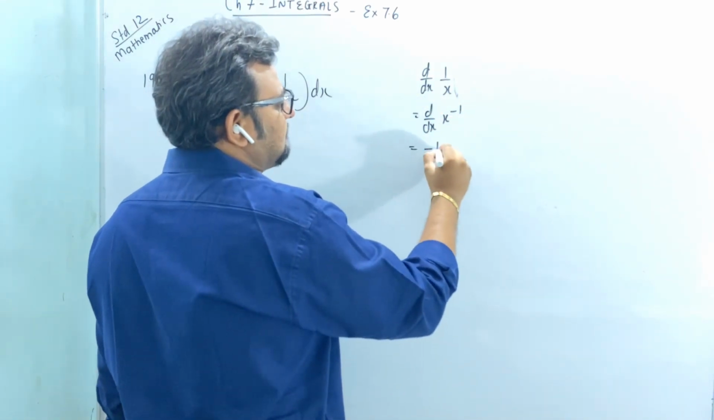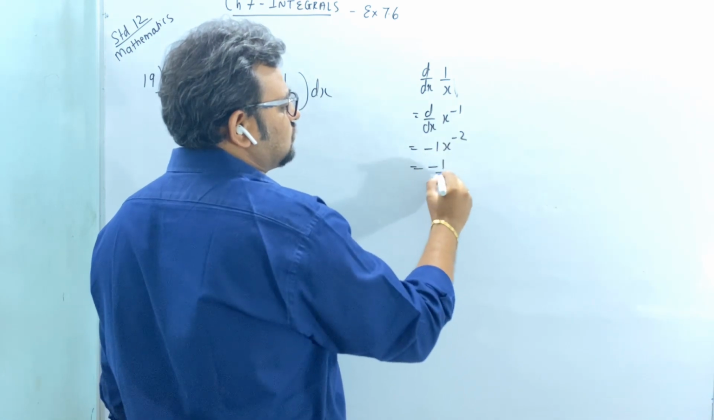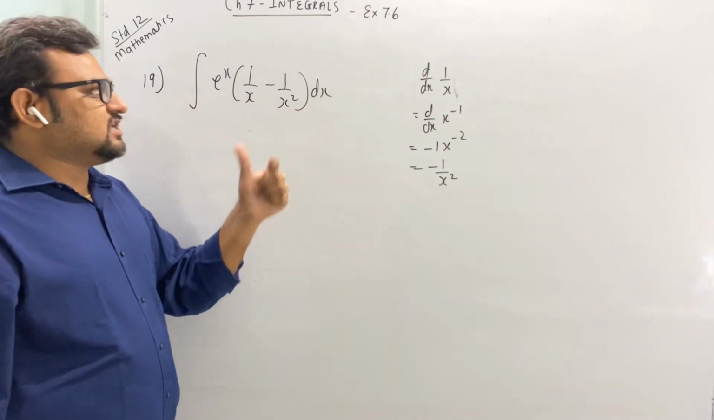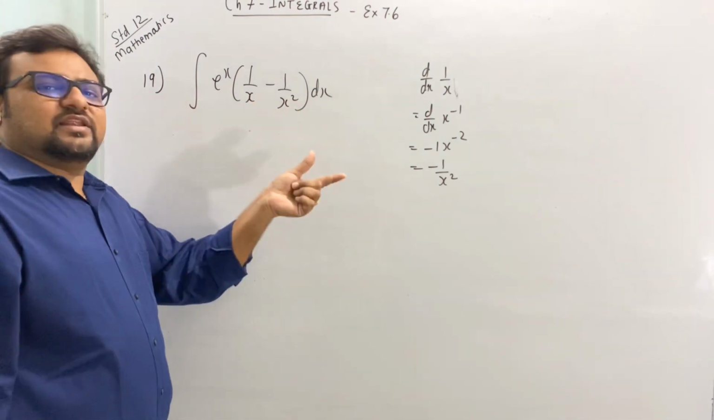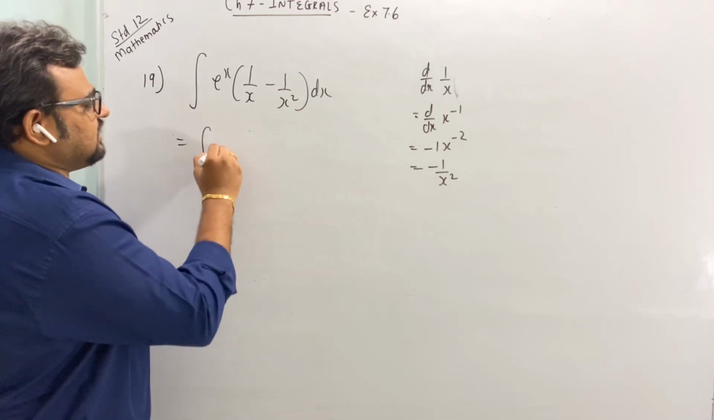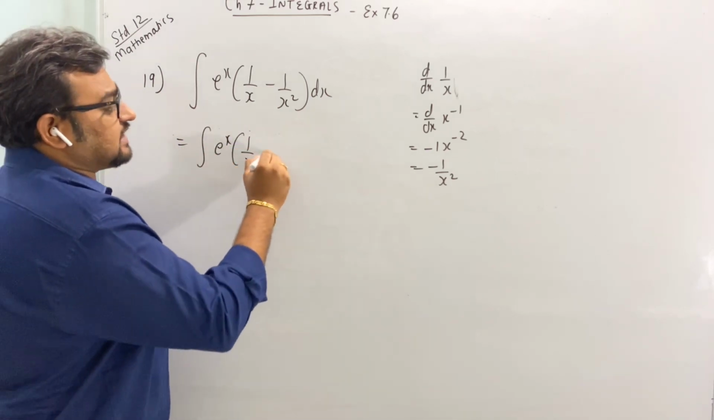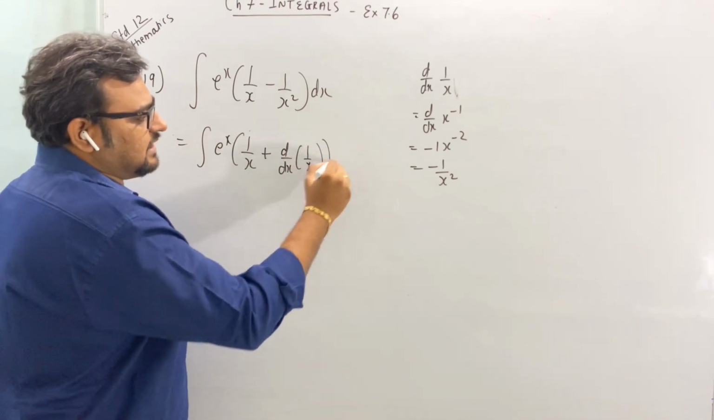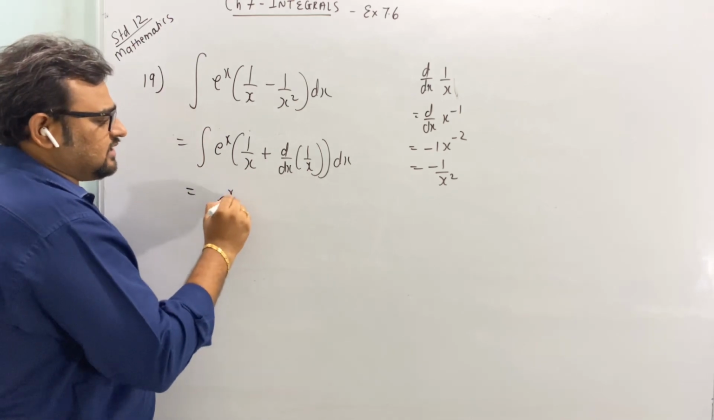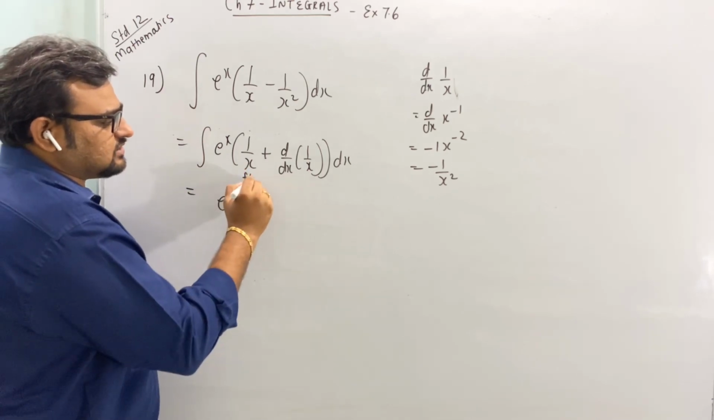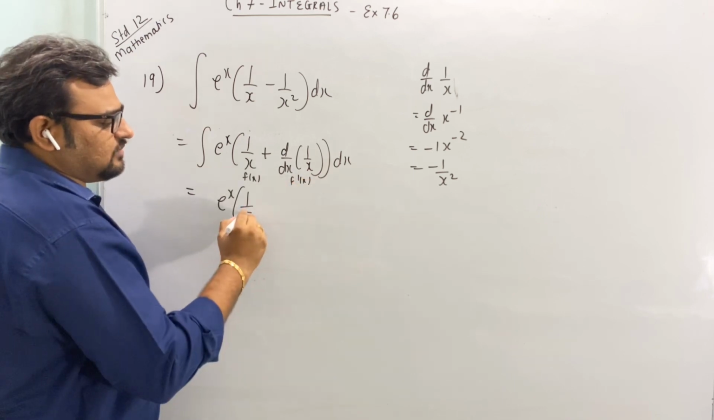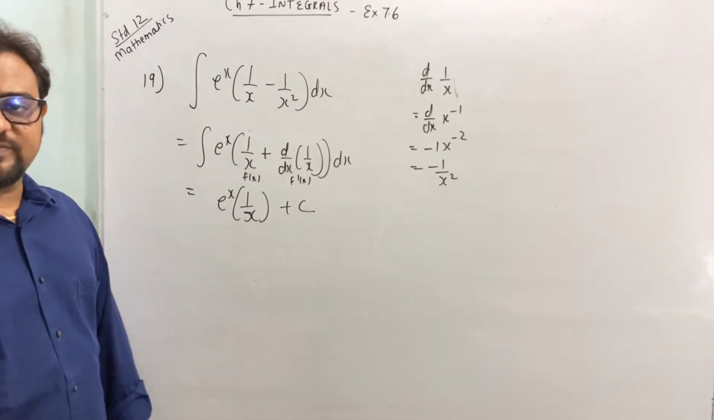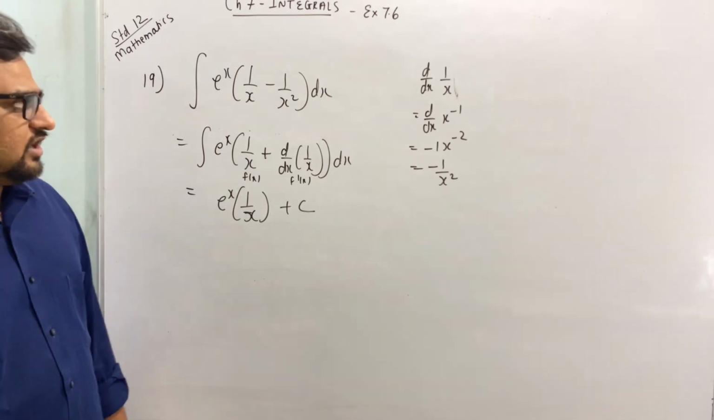Its derivative will be minus 1 by x square. Okay, so if you start this by mistake with the other one and you didn't get it, then try the next one. So this will be e raised to x [1 by x plus d by dx of 1 by x] dx. So this will be e raised to x f(x), that is 1 by x, plus c. Okay, again this is a simple sum. It can be asked in MCQ. Okay, go through it.